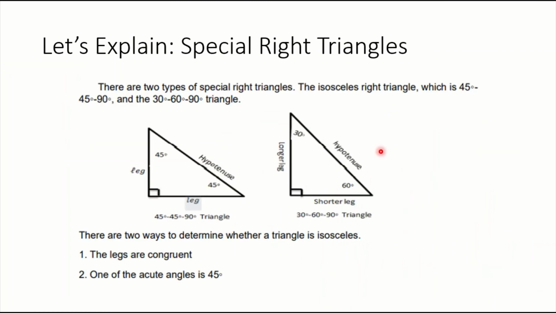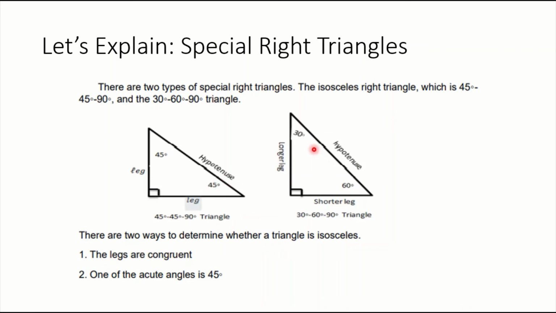So, let's explain the special right triangles. There are two types of special right triangles. The first one is the isosceles right triangle, which is 45, 45, 90. And the last is the 30, 60, 90 triangle. Ito po yung itsura ng 45, 45, 90. Bakit siya tinawag na 45, 45, 90? Kasi kapag may isang 45 na, obviously, the other angle is 45 na rin, kasi when you add them, minus mo sa 180, 45 pa rin ang lalabas.